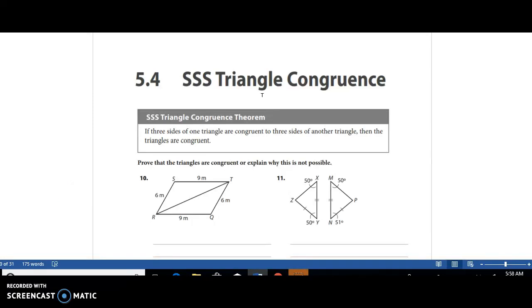Okay, lesson 5.4. The very last triangle congruence theorem you're going to learn in this credit is the SSS triangle congruence theorem, which says if three sides of one triangle are congruent to three sides of another triangle, then the triangles are congruent. So we don't have to know anything about the angles. We could just say if this side is congruent to this side, and this side is congruent to this side, all three sides are congruent, then the triangles are congruent. Okay? So let's look at an example.